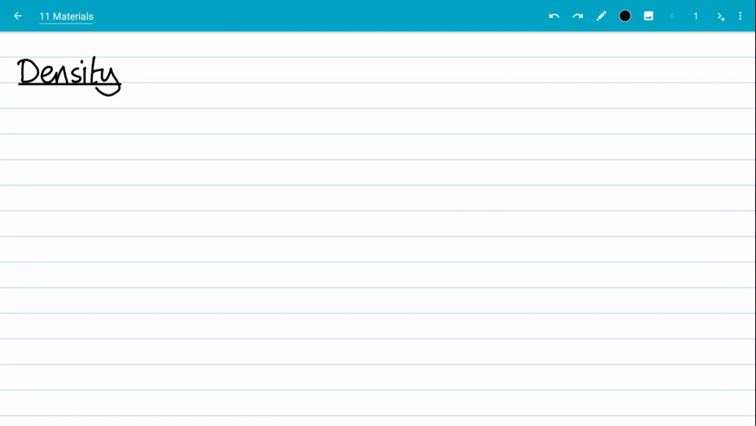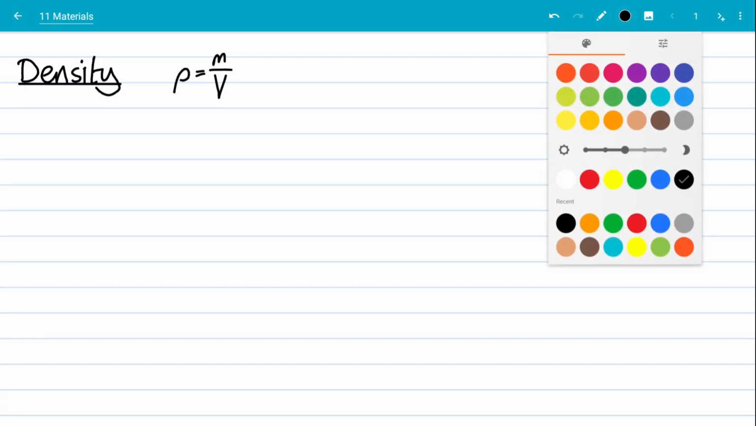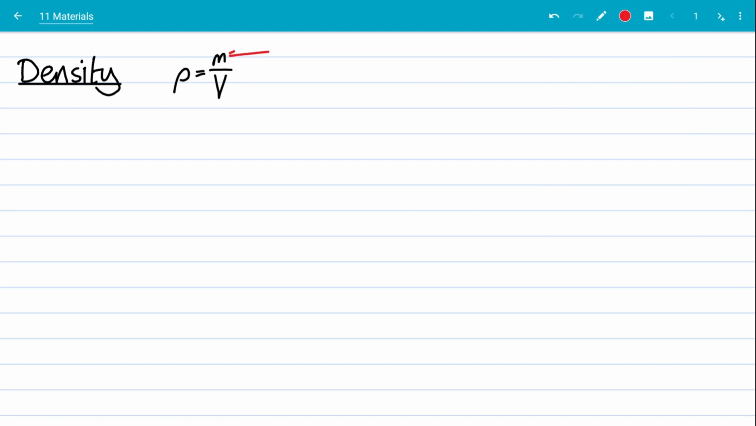Density was covered at GCSE level. It's defined as the mass of a body divided by the volume of a body. And that's basically it for density. So this is going to be the mass, and this is going to be the volume, with the Greek letter rho being used for density.